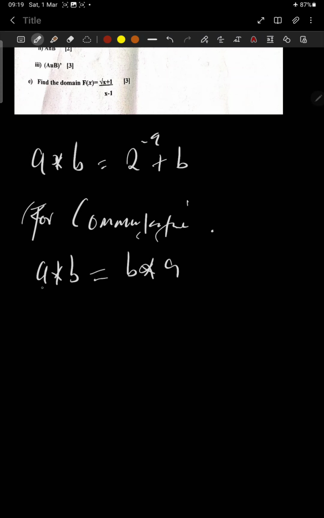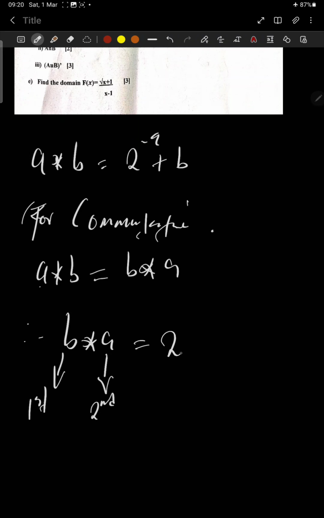So let's get back to b star a. We already have a star b, so my b star a will be: now notice b comes first, so this will be your first number and this will be your second number. So how are you going to read this operation? You're going to read it as 2 to the power negative first number plus second number. Right, now you have answered.